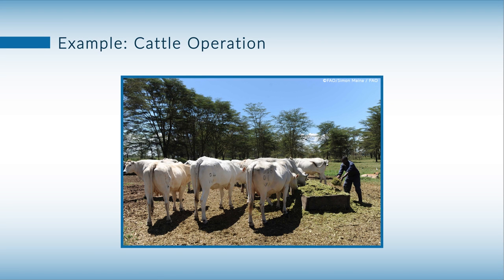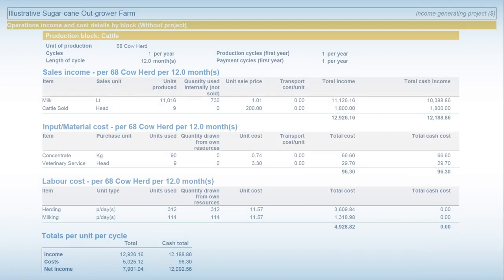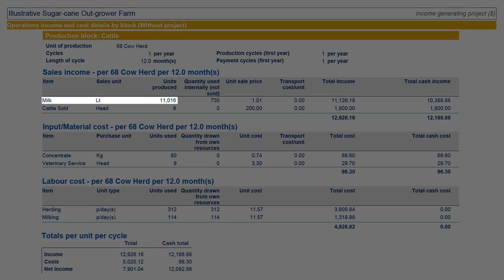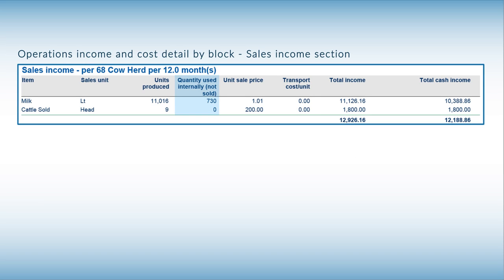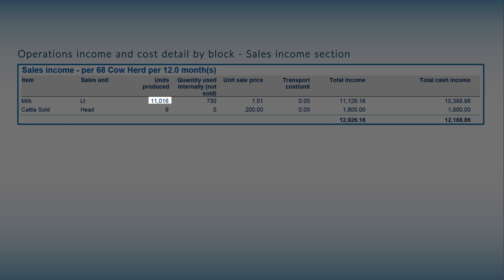For instance, for an illustrative cattle operation in Tanzania, East Africa, we can see that 11,016 liters of milk are produced per unit of production, here defined as a herd of 68 cows, using a cycle of production of 12 months. However, 730 liters are consumed by the beneficiaries and therefore are not sold. This requires that the milk consumed on farm is accounted for as part of total income, but not as cash income.